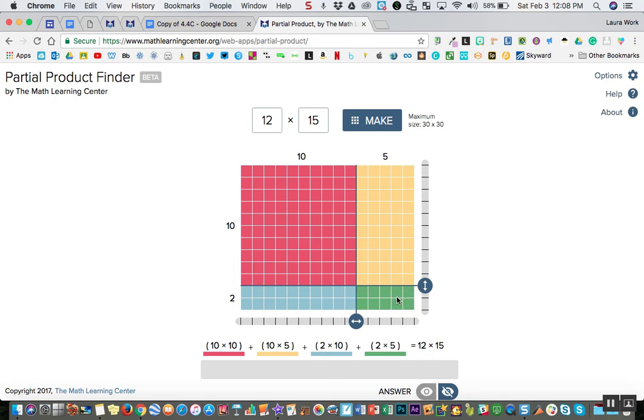If I look towards the bottom, it actually gives me an equation. So I have 10 times 10, which is 100, plus 10 times 5, which is 50, plus 2 times 10, which is 20, plus 2 times 5, which is 10. And if I click on answer, it's actually going to add those up for me. So I have 100 plus 50 plus 20 plus 10 gives me a total of 180. So if I go back to my original multiplication problem, what is 12 times 15? It's 180.